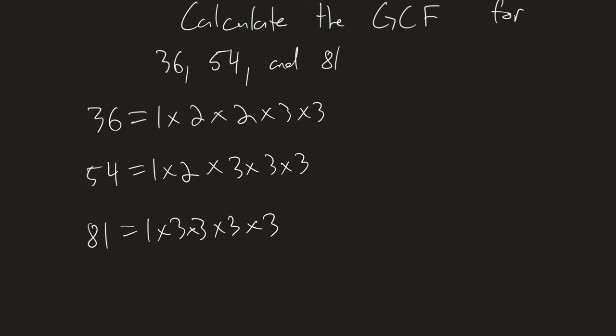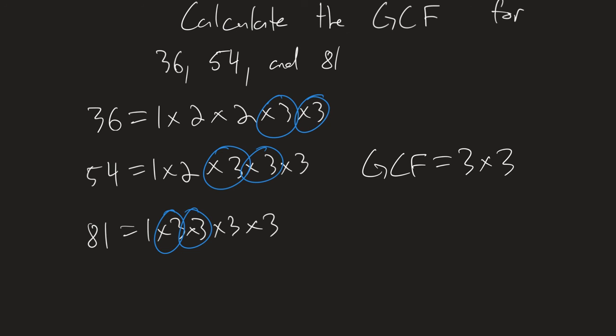So these first two have a 2 and a 2, but the third one doesn't. So 2 won't work. So we look at the 3's, and we've got another pair of 3's, and that's all they share in common. So the GCF here would be 3 times 3, which equals 9.